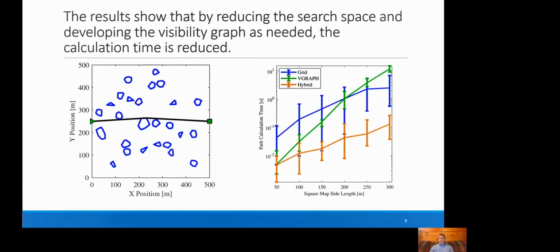In the graph on the right, we compared our method to a grid and a visibility graph version of A star, and we found that our hybrid version here performed better.